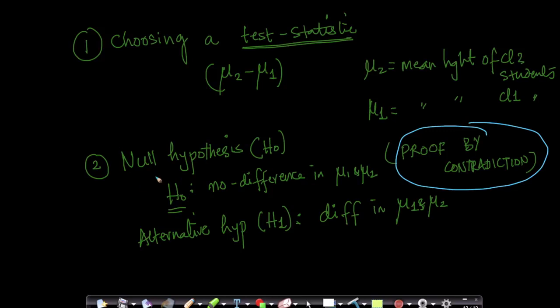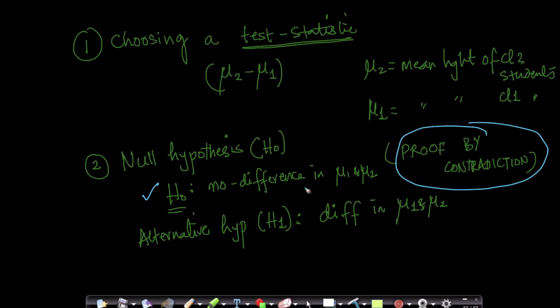So I assume that my null hypothesis is true, and I prove that my null hypothesis is incorrect, and hence I should accept my alternative hypothesis. Or I assume that my null hypothesis is true, and I find that yes, my null hypothesis is true with a very, very high probability, and hence we should accept our null hypothesis.